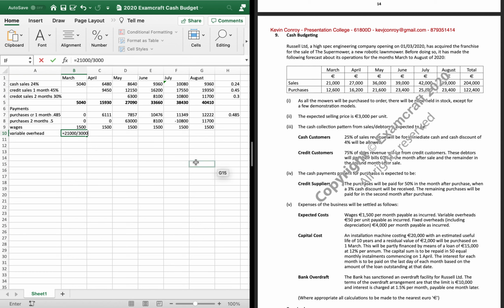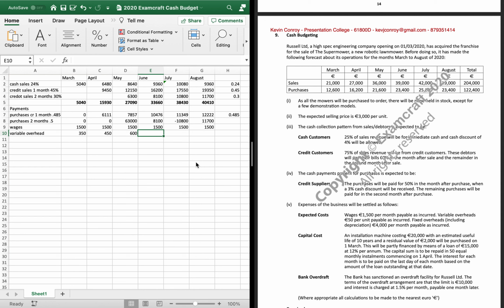So 50 by 7 is 350. For the next one, 27,000 divided by 3,000 is 9. So 9 by 50 is 450. Then we have 12 units sold in May. 36,000 by 3 is 12. 12 by 50 is 600.